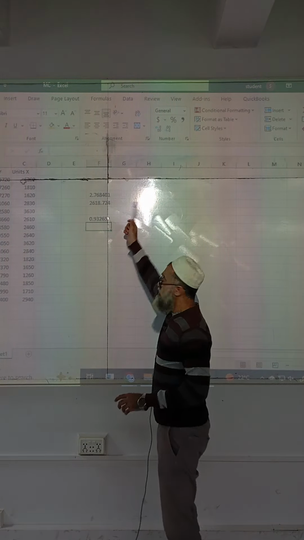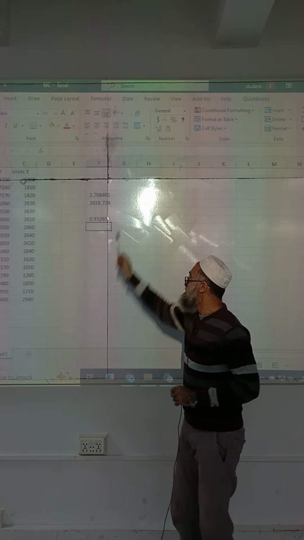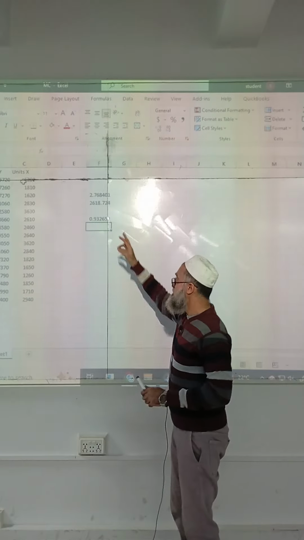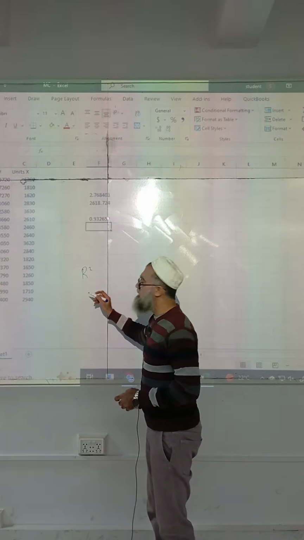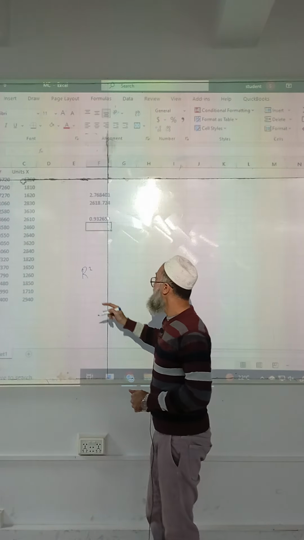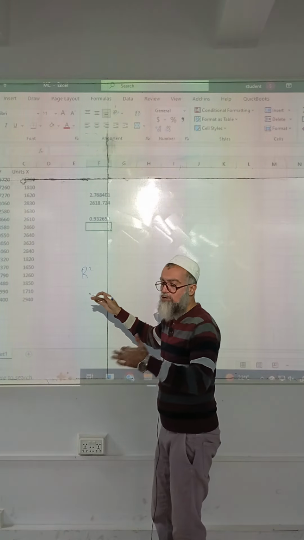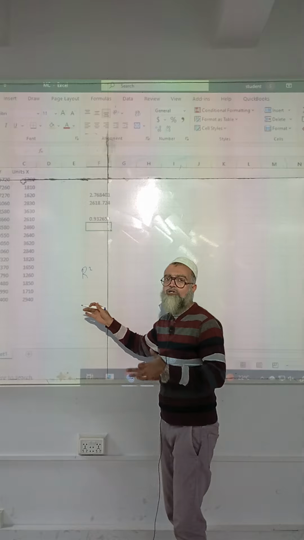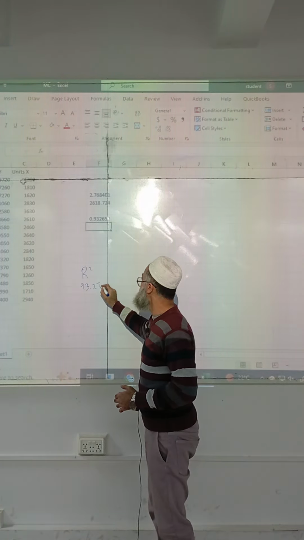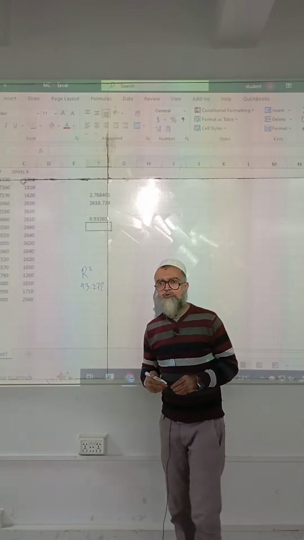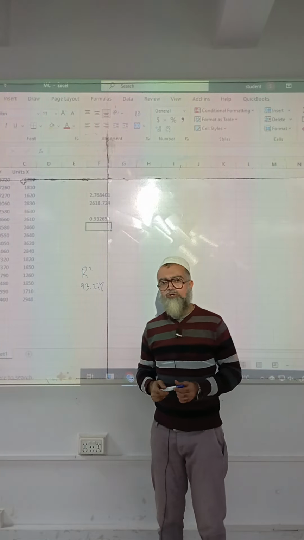The first one was variable cost per unit. The second one is the fixed cost. And the third one is R square, which tells me about the goodness of fit, which means how much of the changes in y are due to changes in x. Over here it's 93.27%. So 93.27% of changes in y are due to changes in x.